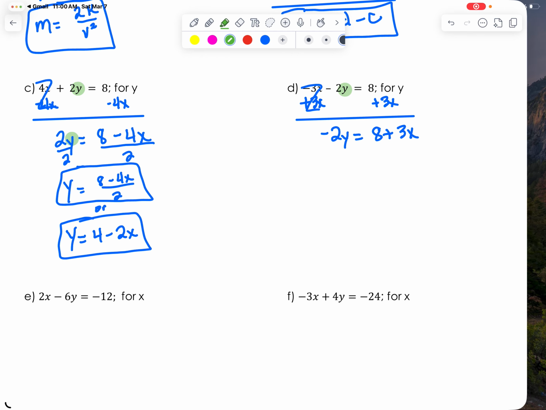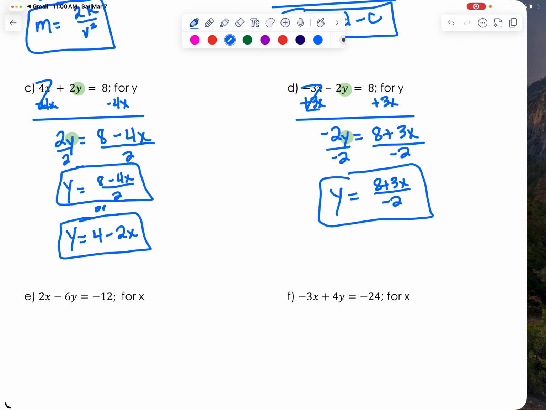Now we're trying to solve for y. In other words, we want to isolate the y. So the opposite of multiplying by negative 2 is dividing by negative 2. So this would be y equals 8 plus 3x divided by negative 2.